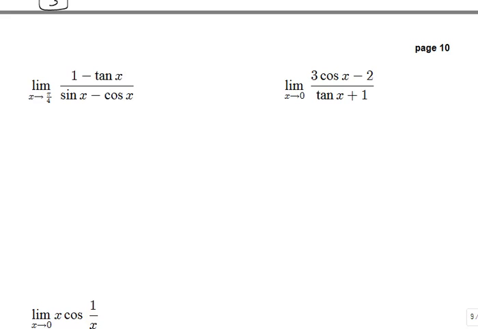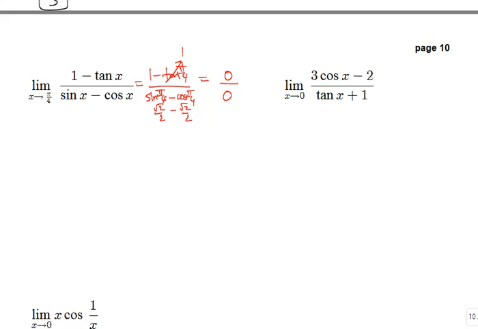Okay, let's try the next example here. The limit as x goes to pi over 4. So the first thing I want to do is plug in that pi over 4 and see if I get an indeterminate form or not. So if I plug in pi over 4, I'm going to get 1 minus tangent of pi over 4. Tangent of pi over 4 goes to 1, and 1 minus 1 would be 0. So that's my numerator. On the bottom, sine of pi over 4 minus cosine of pi over 4 turns into root 2 over 2 minus root 2 over 2, so that also goes to 0. So we do have an indeterminate form.